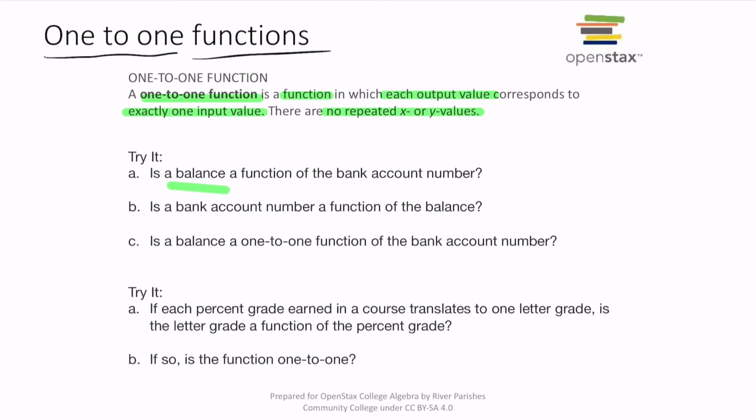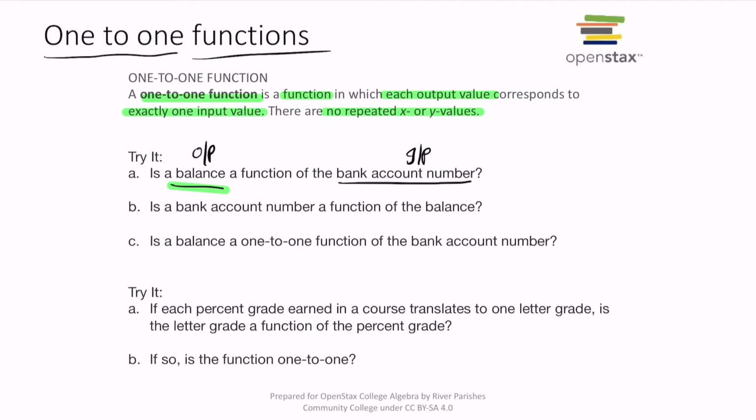Is the balance a function of the bank account number? Obviously, because the bank account number is the input and the balance is the output. Now, is it possible that every single bank account number has a unique balance? Obviously, every single bank account number will have a unique balance. So that's where the difference comes in.